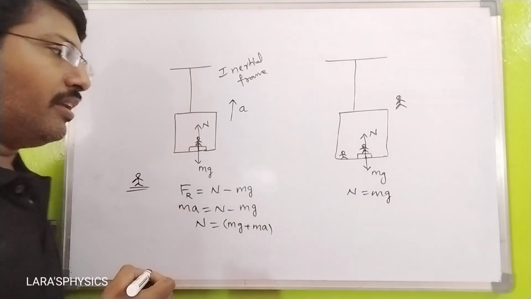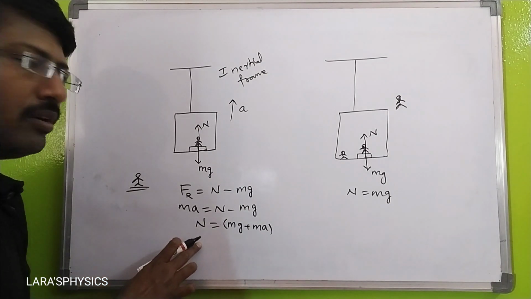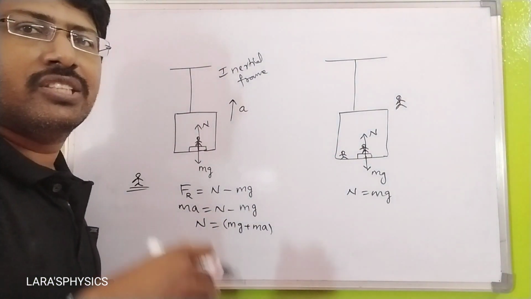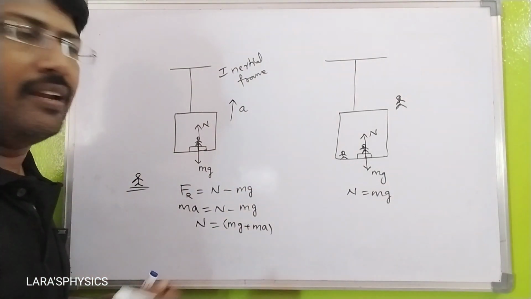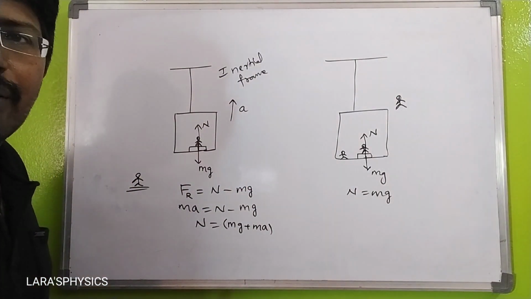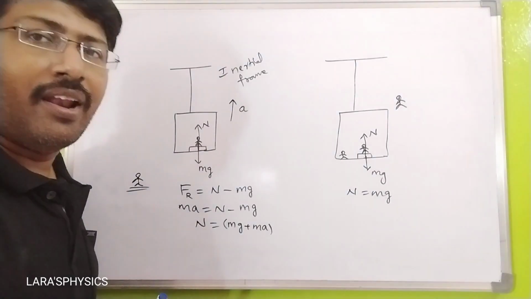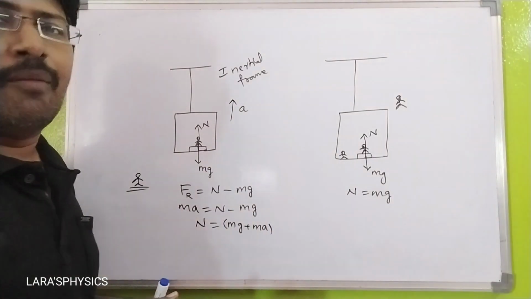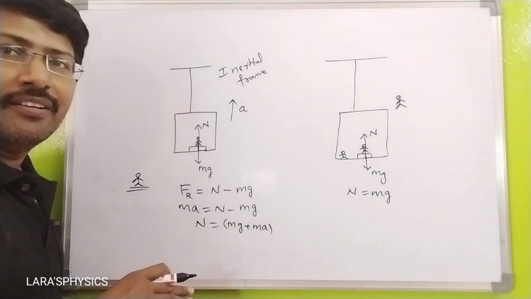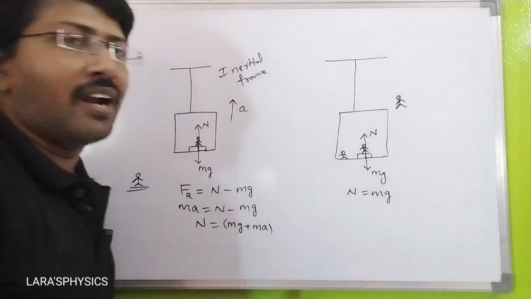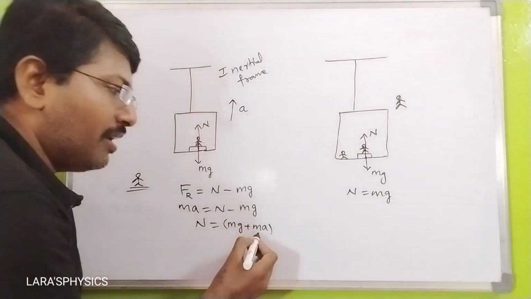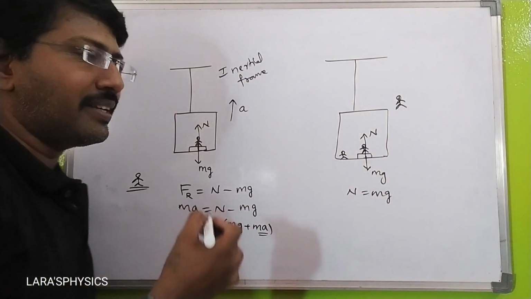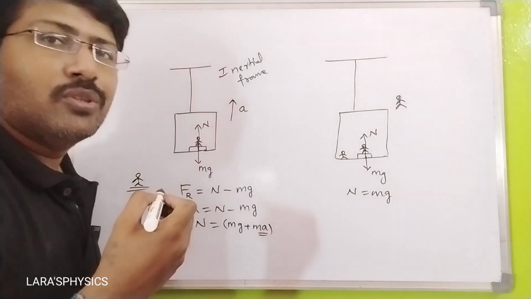Earlier what you got here, N is equal to mg plus ma. If I stand inside the lift and measure, I got the reading N is equal to mg. Finally what happened? Here Newton's laws are valid, but here Newton's laws are not applicable. Why? Because this term is missing.